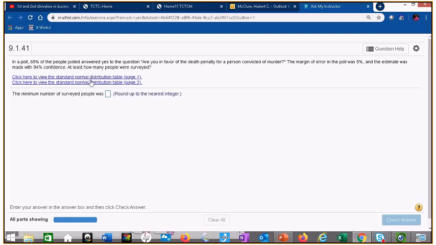In a poll, 69%. Okay, we did one like this one. Let's find N. You just plug and chug. 0.69 is your P hat, Q hat would be 0.31. Margin of error is 0.05. And what is Z at 94? Look on your index card. What is Z at 94? 1.88. So you would plug in those four numbers.